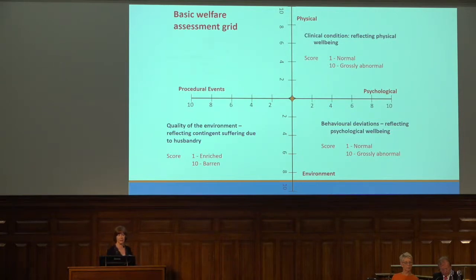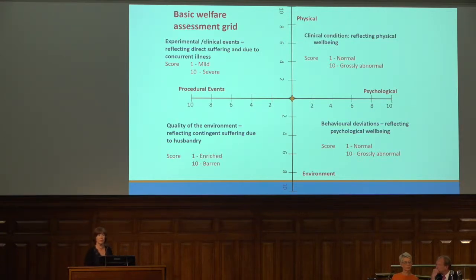And then the final axis looks at procedural events and the impact on the animal. So these might be experimental events, which is what we designed the system for in the first place, but also clinical events, what we are doing to this animal as vets. So reflecting the suffering due to any concurrent illness and whatever's going on. So you might be taking the blood sample for the benefit of that animal to make a diagnosis, but you have to restrain it, you have to take the blood from it. What impact is that having on the animal's welfare?